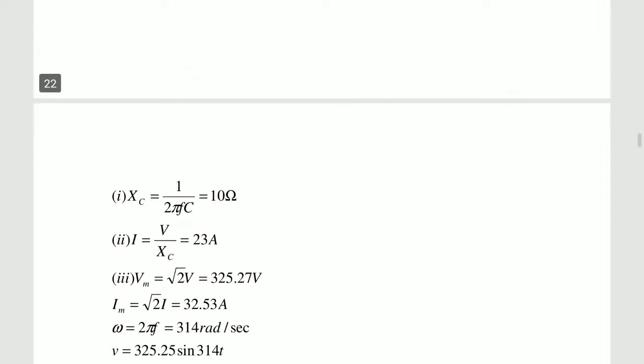In a pure inductor, the inductance is denoted by L, and units are henries. So for a pure inductor, V by I is nothing but XL. XL is the inductive reactance, and its units are ohms.